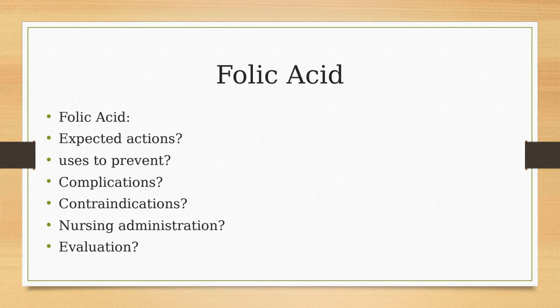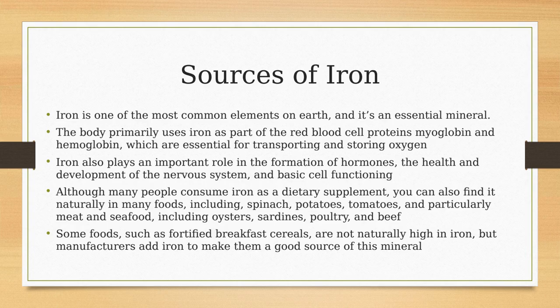Folic acid and sources of iron. Now, sources of iron, there's tons of it in our food, especially our dark green leafy vegetables like spinach, beef, potatoes, tomatoes, lots of meats and seafood, oysters, sardines, poultry, chickens, huge, fortified breakfast cereals, high sources of iron as well. So getting at what your folks are eating is also very important.